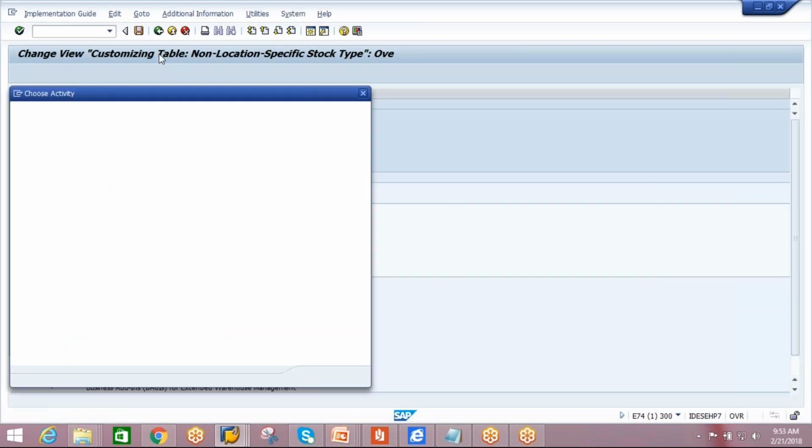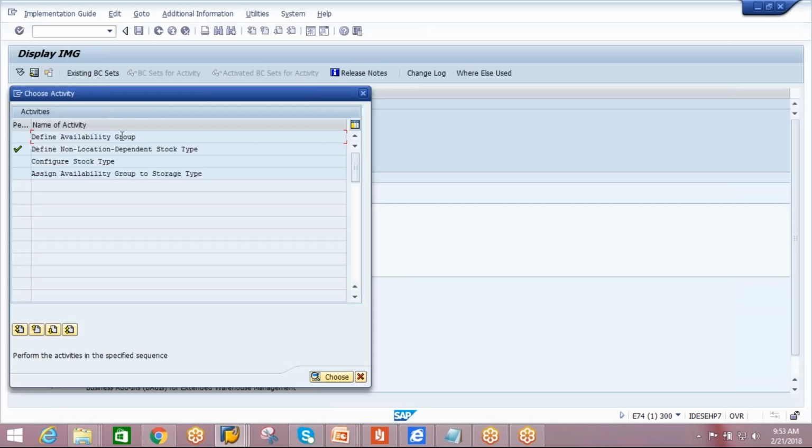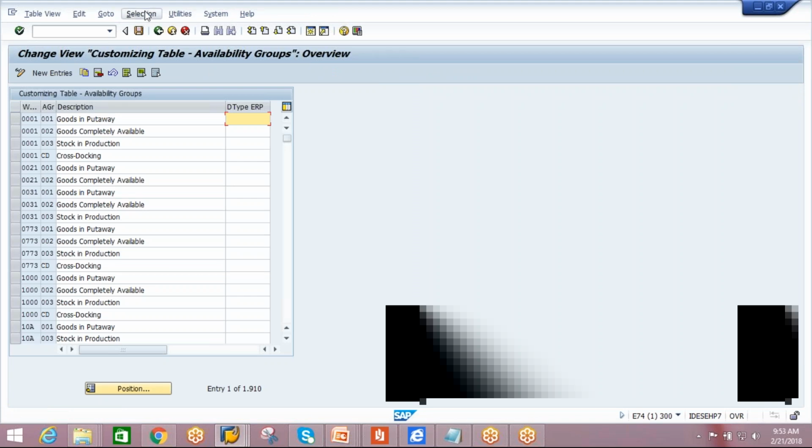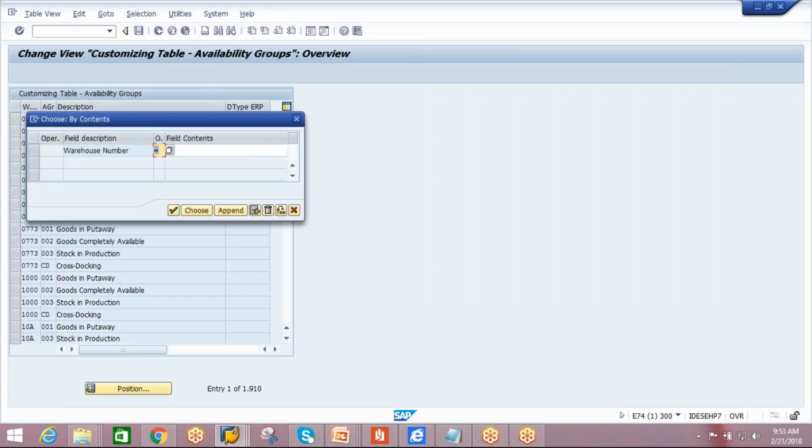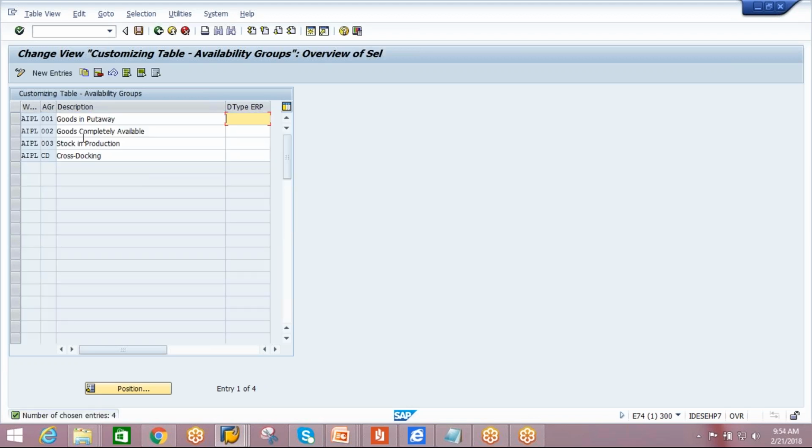Now define availability groups. Here some availability groups are there. 001, 002 are there. Keep this for a couple of weeks. Assume that just 001, 002 are there, and the descriptions are goods in put away and goods completely available here. Okay, two availability groups are there.